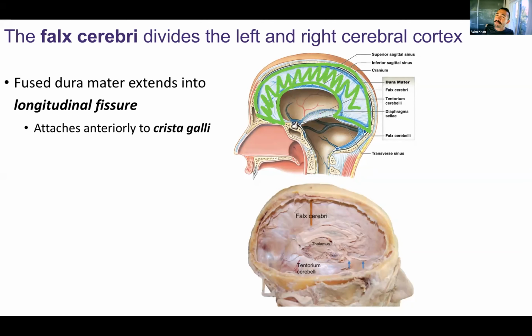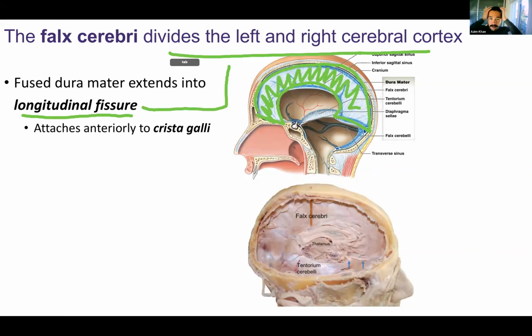The name of the mid-sagittal area between the hemispheres of the brain is the longitudinal fissure. Longitudinal because it's long, fissure because it's a deep space. It's a space between the left and right hemispheres of the brain. We're going to learn the name of that. That's called the cerebral cortex.